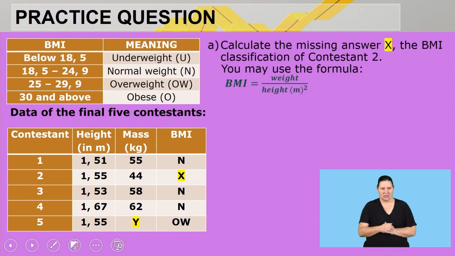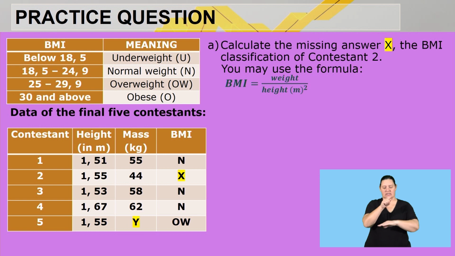Okay, now let's quickly look at question 1A. It says, calculate the missing answer X, that is the BMI classification of contestant number 2. You may use the formula BMI equals your weight divided by height in meters squared. Right, so let's answer this one. Here our formula is already provided, so I'm going to jump straight into my second step where I have to substitute.